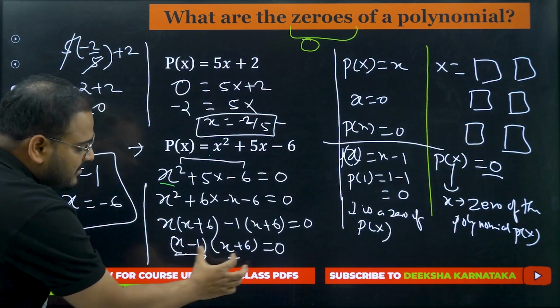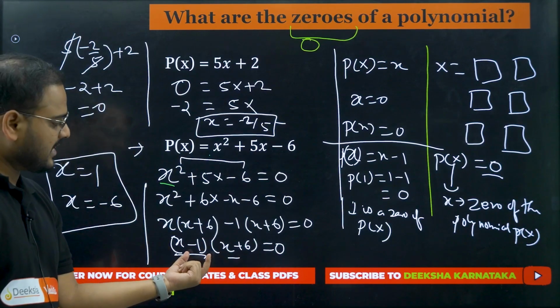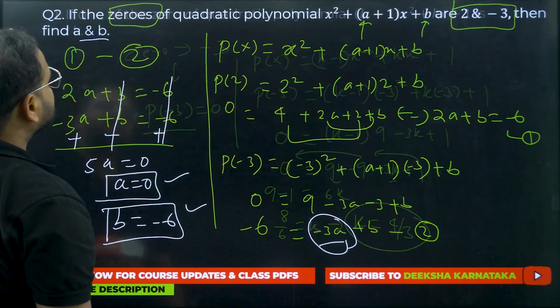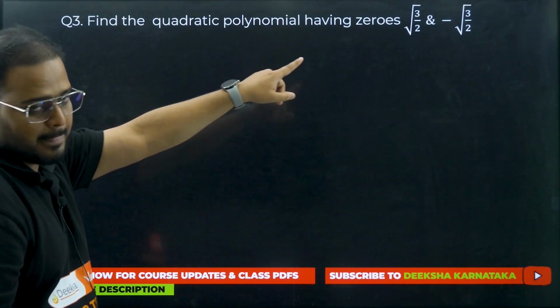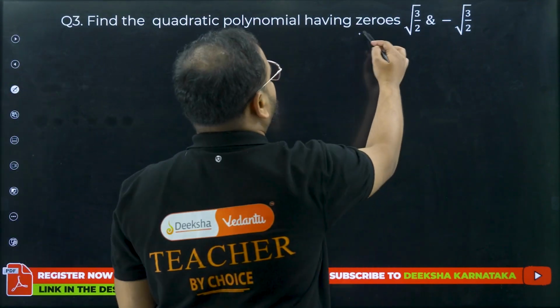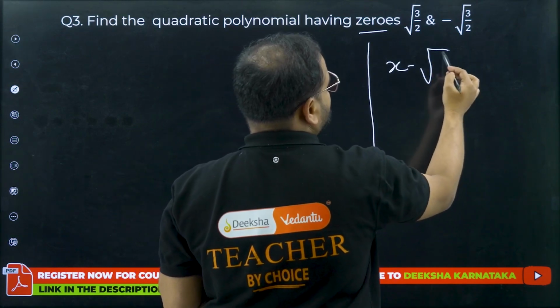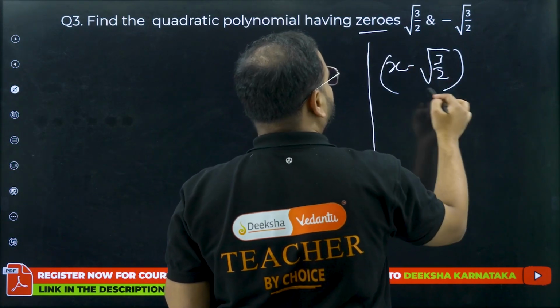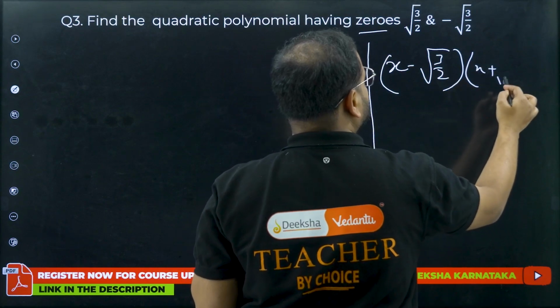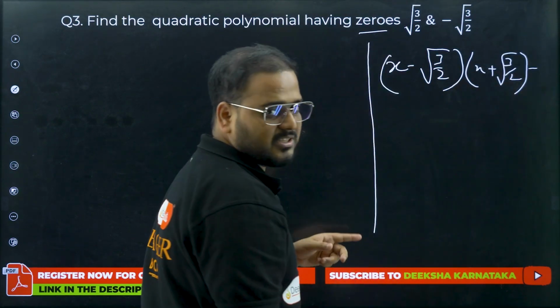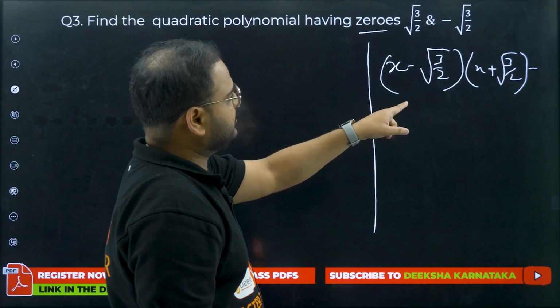So if I can write two factors like this, the same way I can write for the question right now. We will have some result like this. So I'll write the factors in the same way. I have the zeros over here. I can write it like this, x minus root 3 by 2 and x plus root 3 by 2 should be equal to 0. This is the polynomial. How come, sir? Please check.